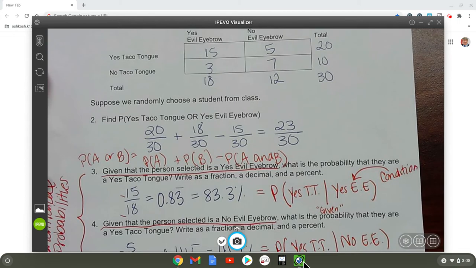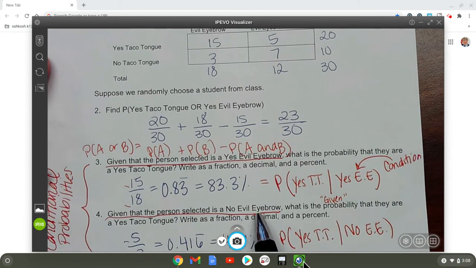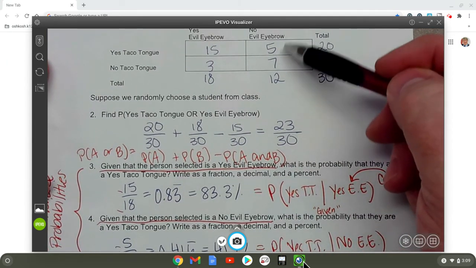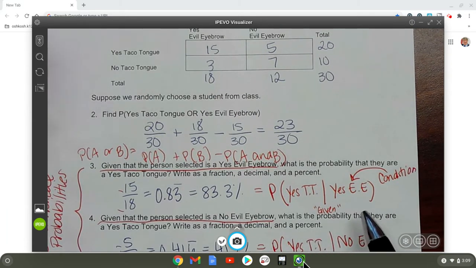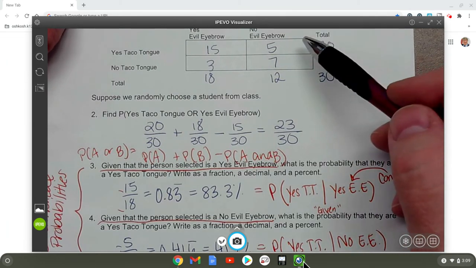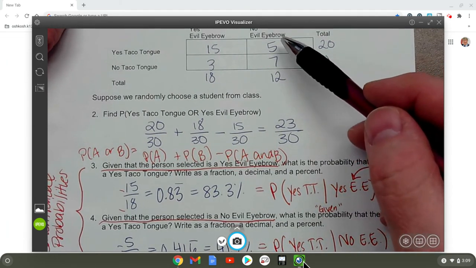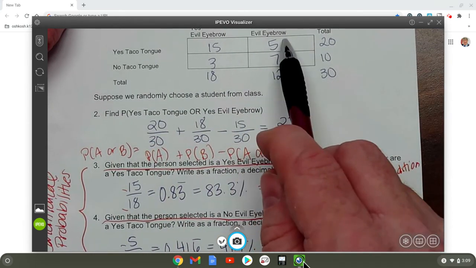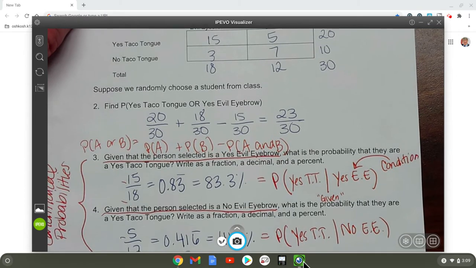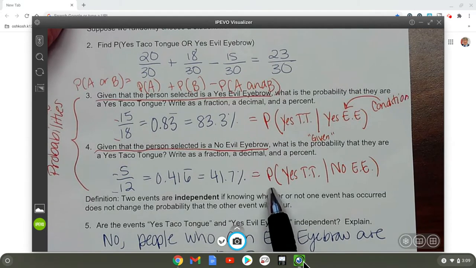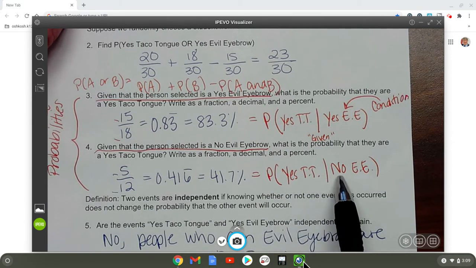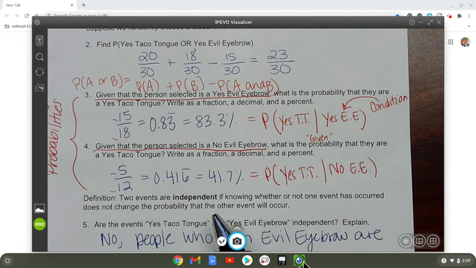Question number 4, given that a person selected is a no evil eyebrow, so that would be this column right here, no evil eyebrow, what is the probability that they are a yes for taco tongue? Write as a fraction, decimal, percent. Okay, so we're given that they're a no evil eyebrow, and the probability that they're a yes for taco tongue is this one. So that's 5 out of 12. And this would be your decimal representation and your percent representation. So the way that you would read this is the probability of yes for taco tongue given no for evil eyebrow.